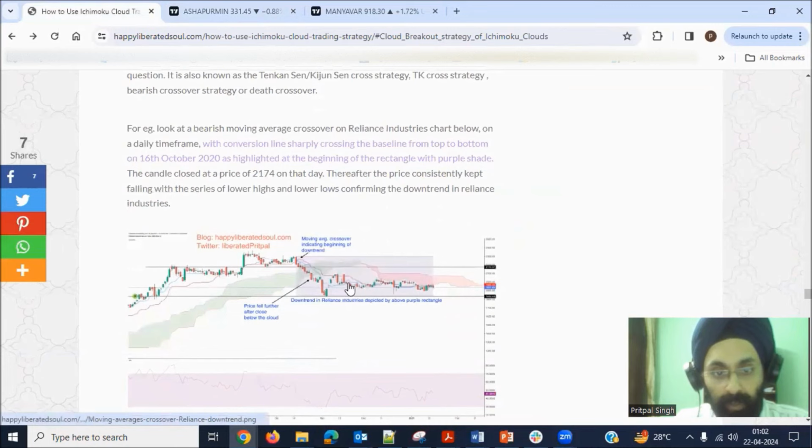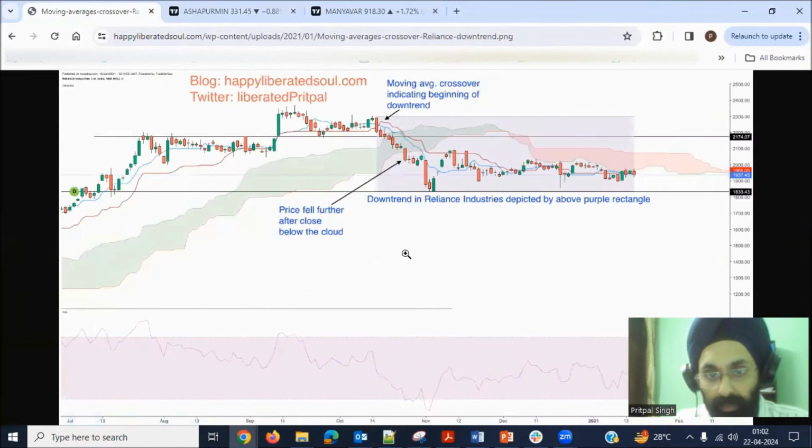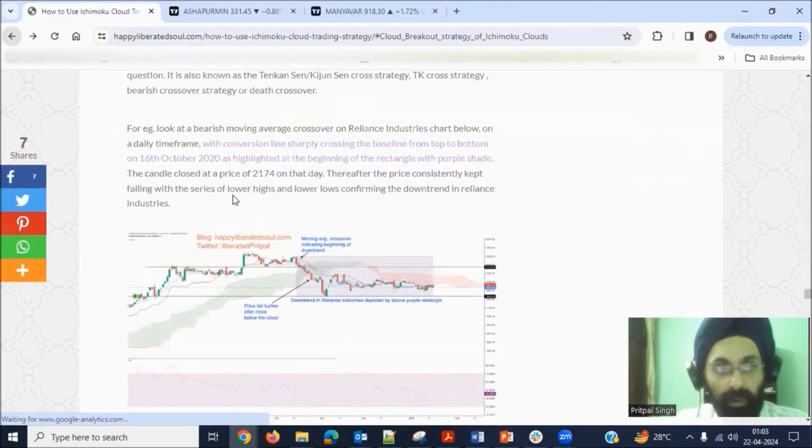As I told in my previous examples, here the cloud breakdown is happening, and the moving average crossover indicates the beginning of a down move. Here the Ichimoku crossover has happened. The blue line went below the red line, and here the crossover happens and price went from here to here. This was the previous low, so the target was here. Such a strong move using the Ichimoku bearish crossover strategy.